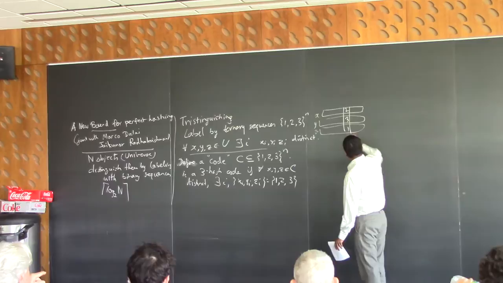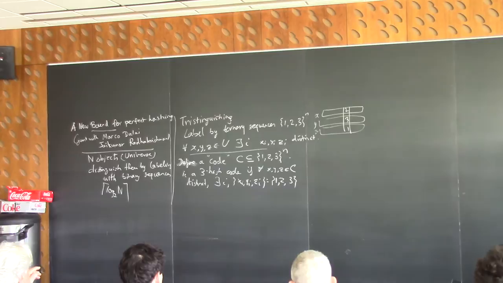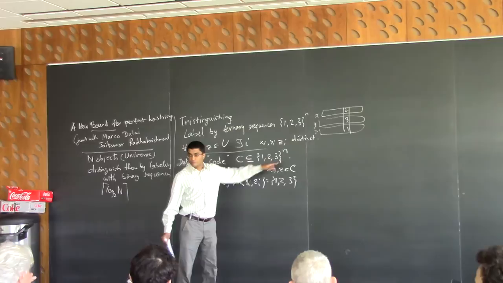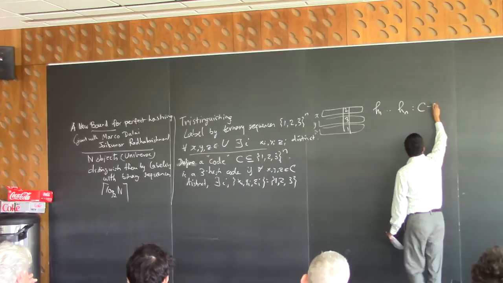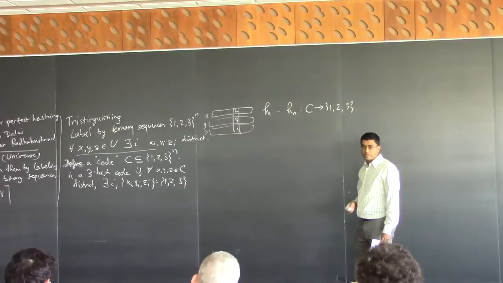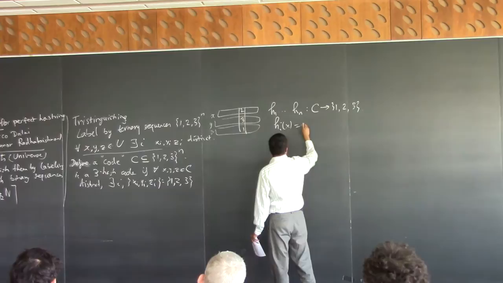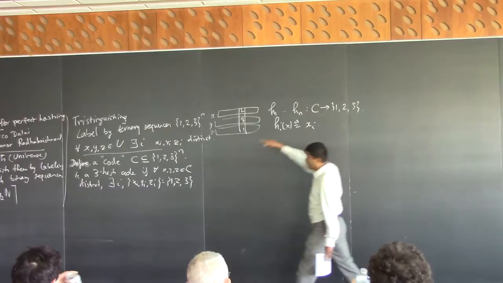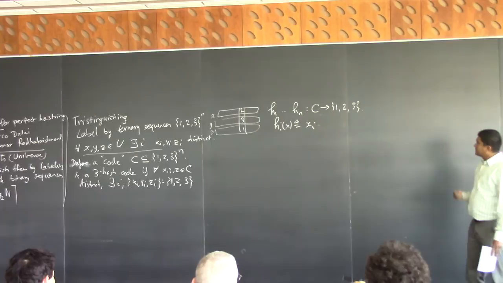Okay, so that's the distinguishing problem. Why do I call it a three hash code, or why is it related to hashing? Because you can think about such a code as giving a family of n hash functions. You can define n hash functions h_1, ..., h_n from the code to {1, 2, 3} in the obvious way, where the ith hash function simply maps the string to its ith coordinate. So h_i(x) is defined to be x(i). Now this family of functions is a perfect hash family, because if you take any triple in your universe, which is now C, there is some function which hashes them perfectly. Namely, they're all distinct.